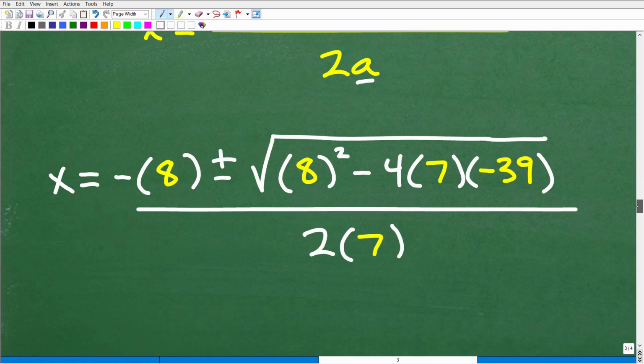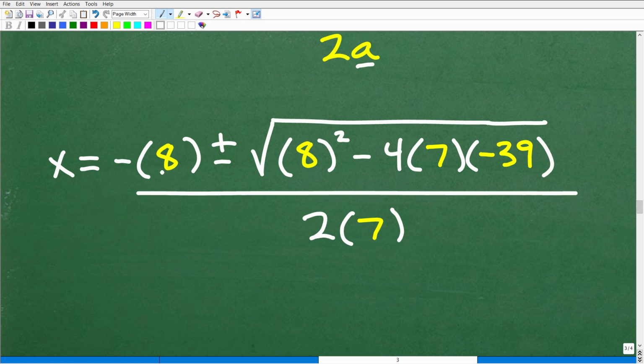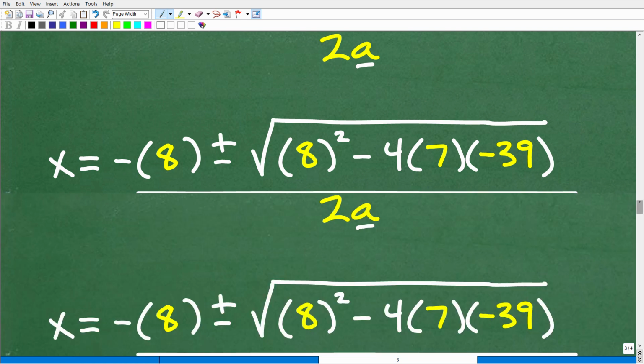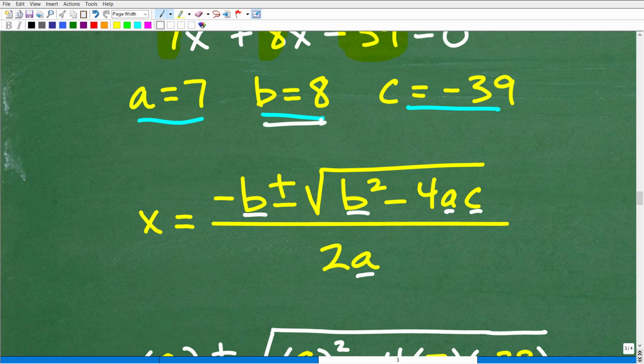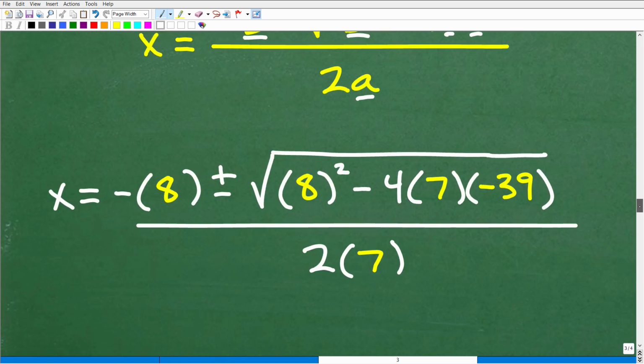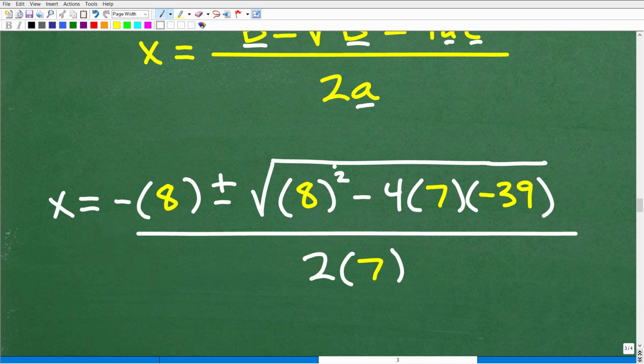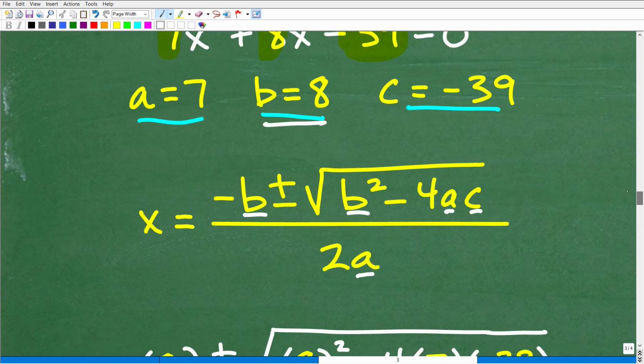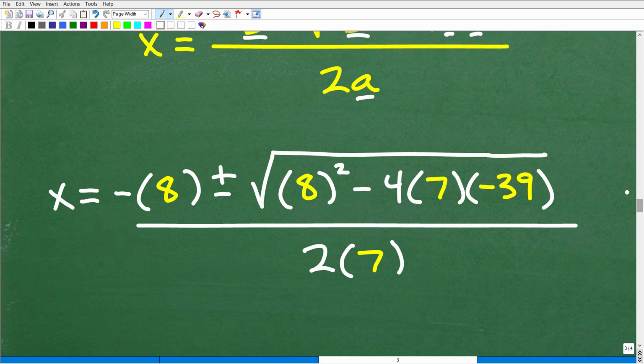Okay, so here I have x is equal to minus 8. 8 again is our b value, and you always want to be double checking as you plug this stuff in. So plus or minus the square root of 8 squared. Notice I'm using parentheses, minus 4ac, which is going to be 7 times negative 39, right? Because we have our a value and our c value right there, all over 2a, which would be all over 2 times 7.